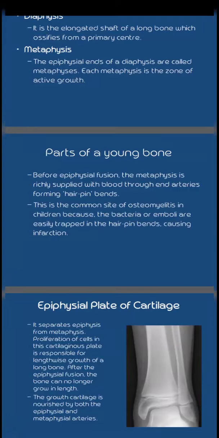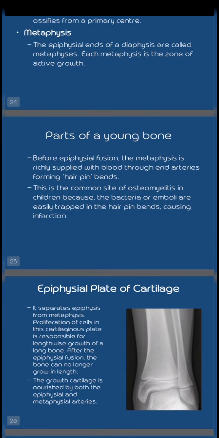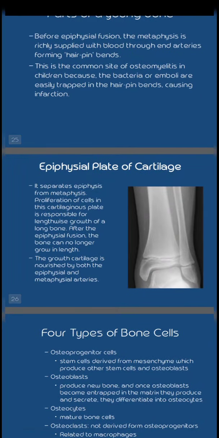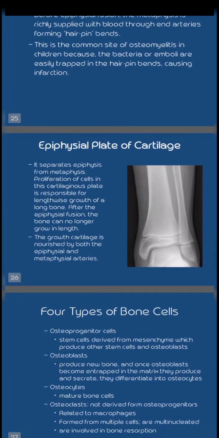Before epiphyseal fusion, the metaphysis is richly supplied with blood through end arteries that form hairpin bends, and it is a common site of osteomyelitis. Osteomyelitis is the infection of bones, mostly occurring in children because bacteria or emboli are easily trapped in those hairpin bends of the arteries, and that causes infarction of the arteries and veins there, and hence the infection.